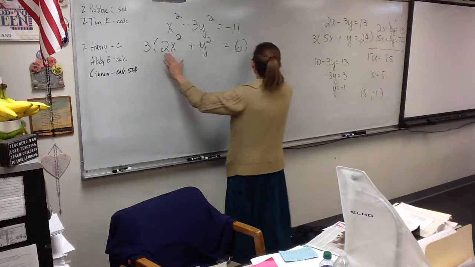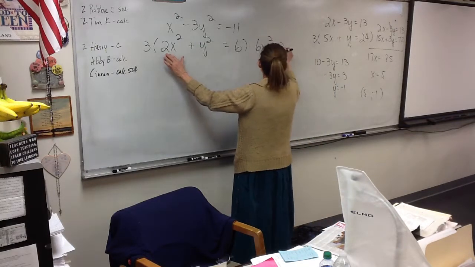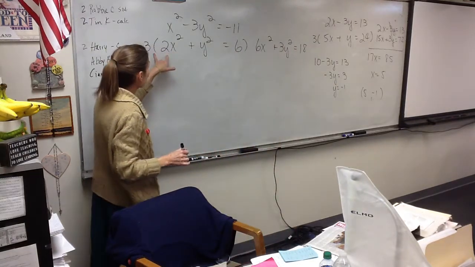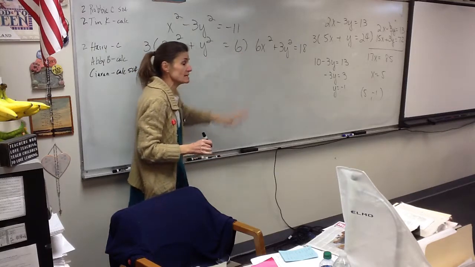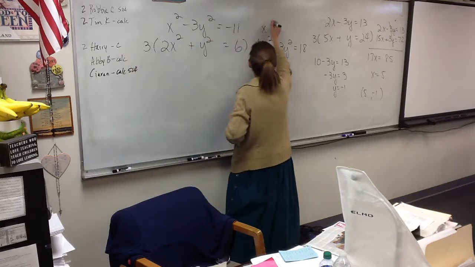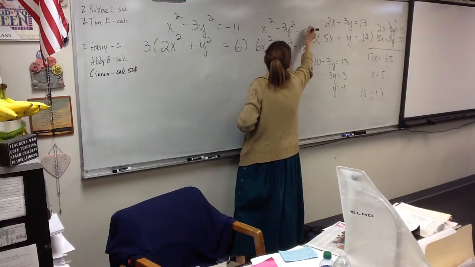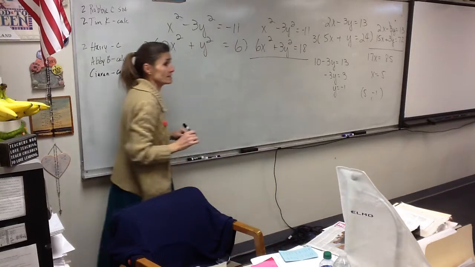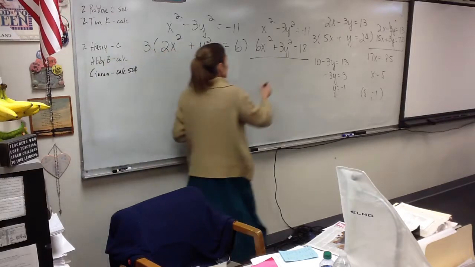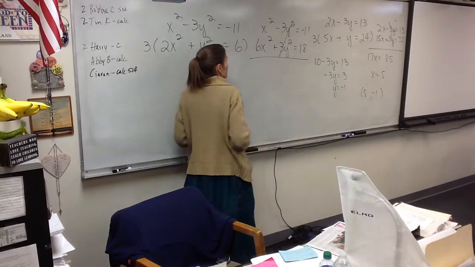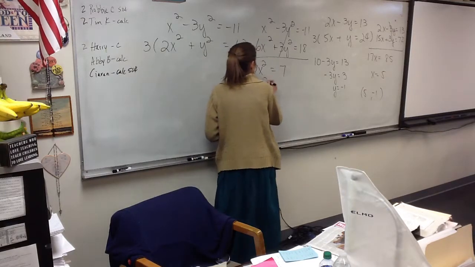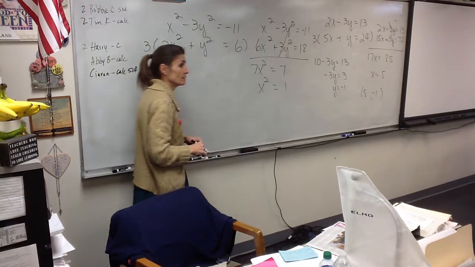So here we go. Bottom equation. So we have 6x squared plus 3y squared equals 18. All the way across by 3. Top equation hasn't changed. Is this going to work for us? Because these are going to cancel. They're going to eliminate. So 7x squared equals 7. X squared equals 1. What does x equal?